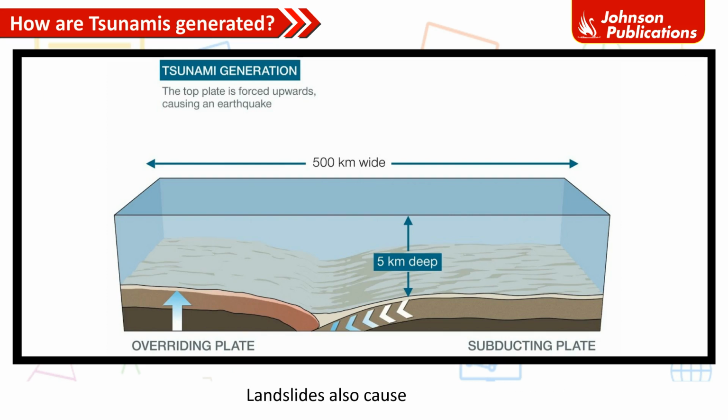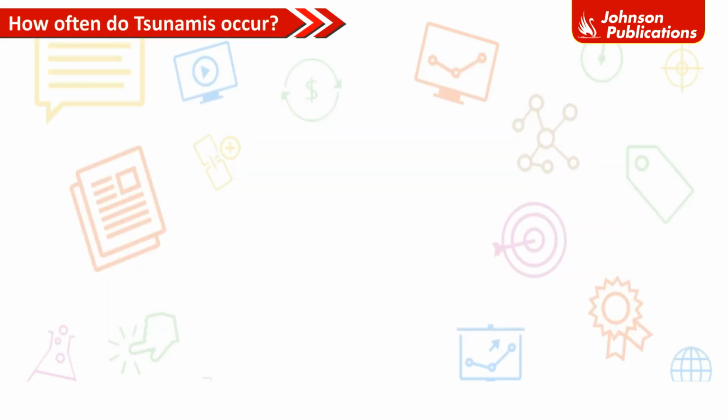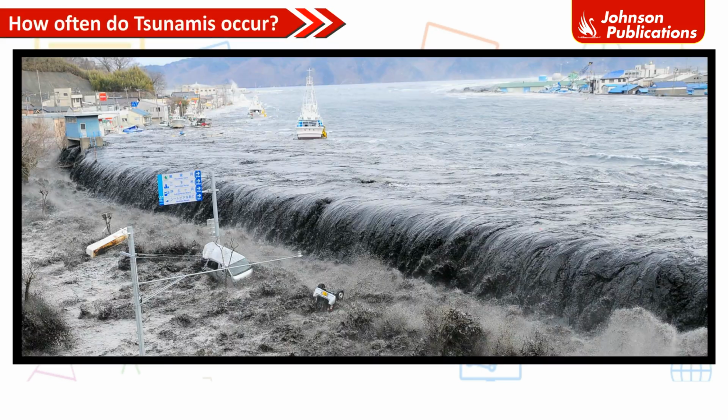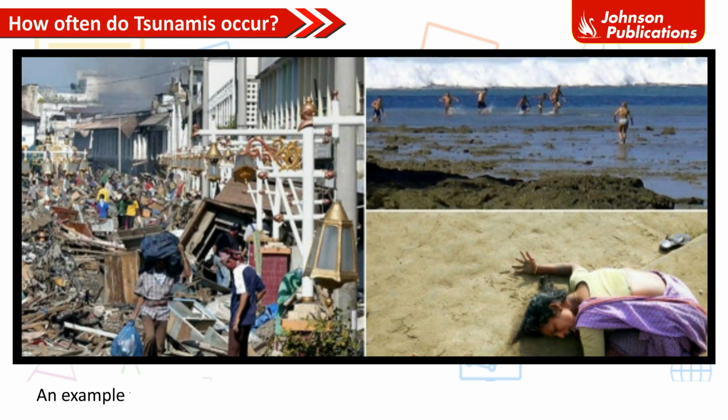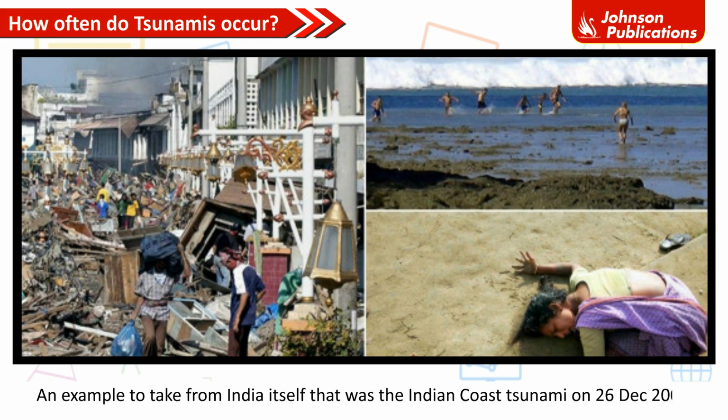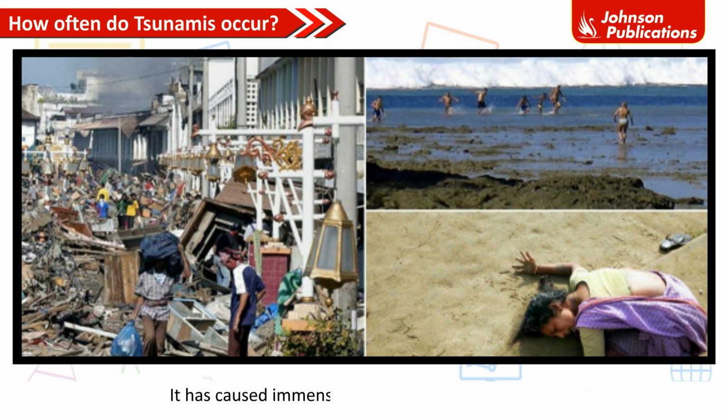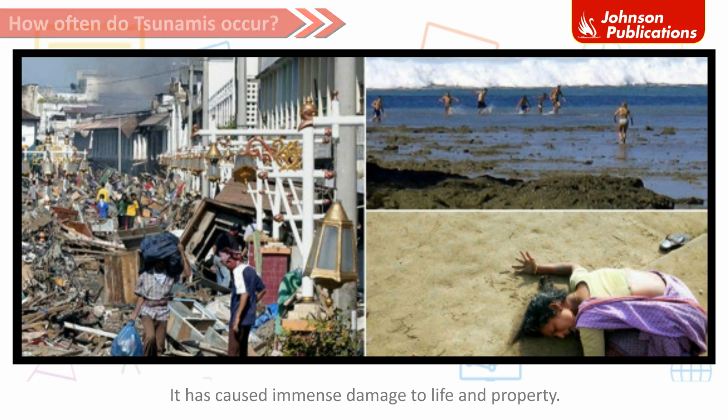Landslides also cause tsunamis. How often do tsunamis occur? On average, a tsunami occurs in the Pacific Ocean every 15 years. An example from India itself is the Indian coast tsunami on 26 December 2004. It caused immense damage to life and property.